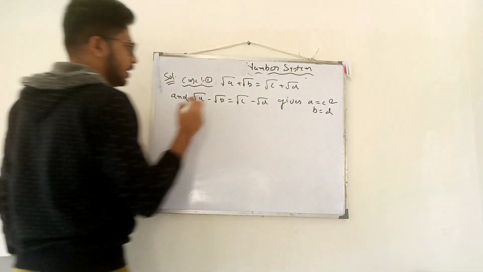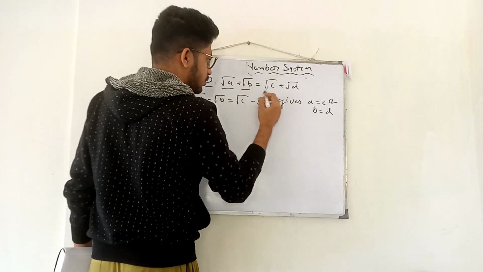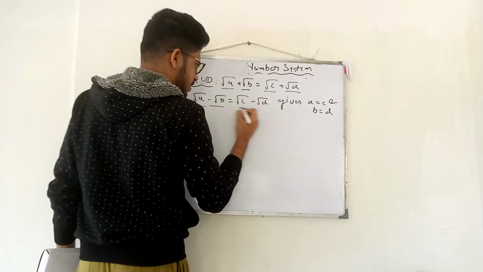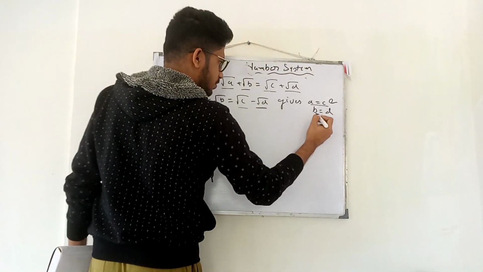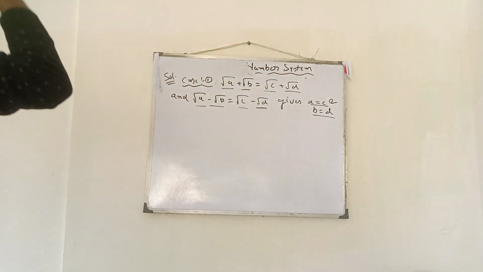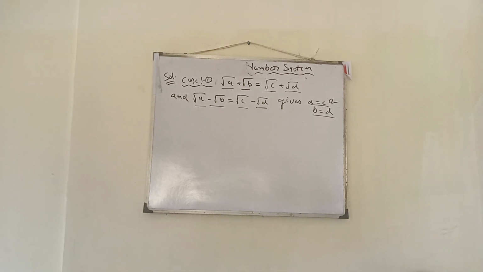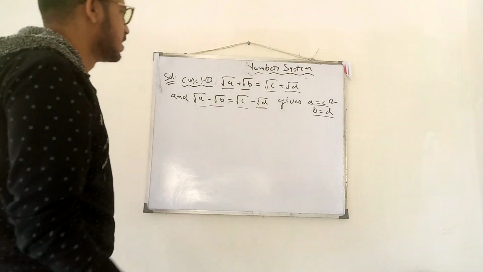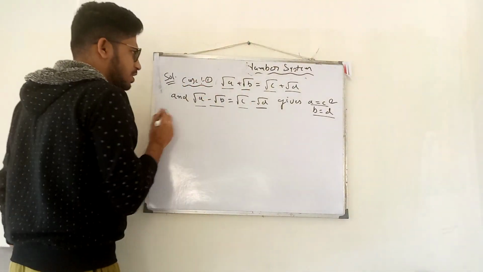Here, root a plus root b is equal to root c plus root d, and root a minus root b is equal to root c minus root d, which gives a is equal to c and b is equal to d. How are they getting this? That's very correct. Suppose we have it like this.